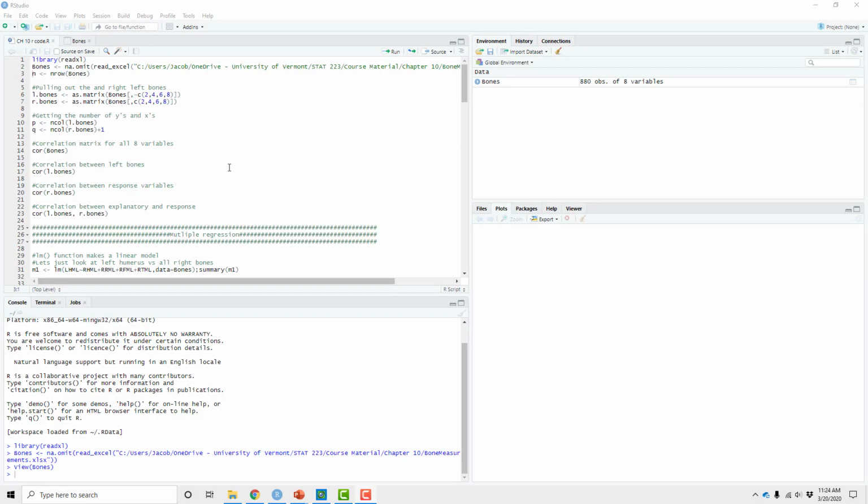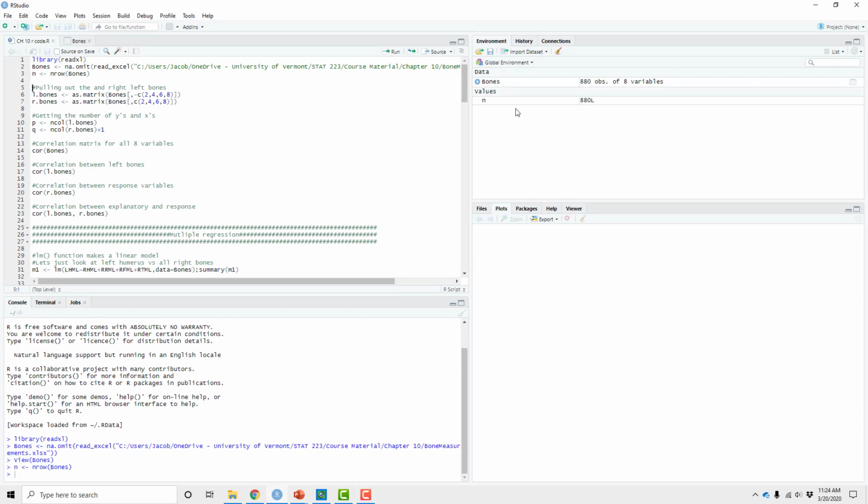So before we get started actually doing regression, it's always a good idea to examine the data that you have to begin with. So the first thing we'll do is go ahead and get our sample size. We have a total of 880 skeletons that have been measured for those 8 different bones.